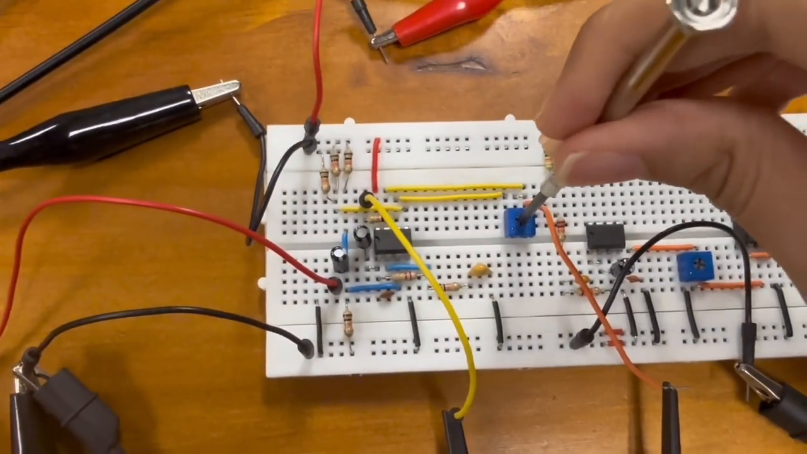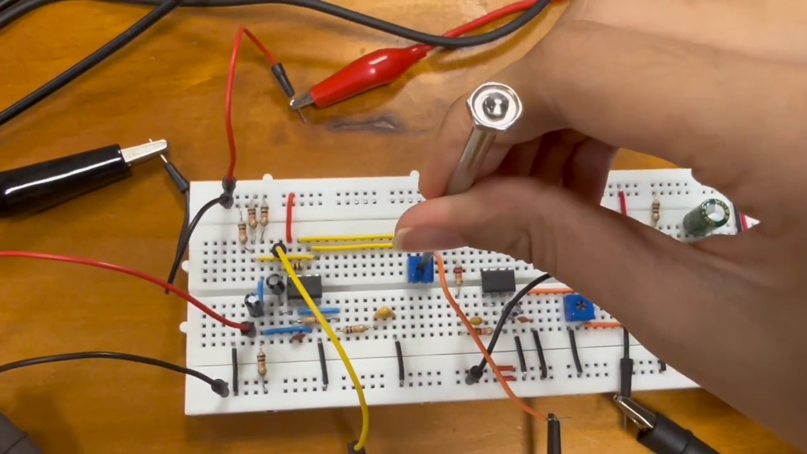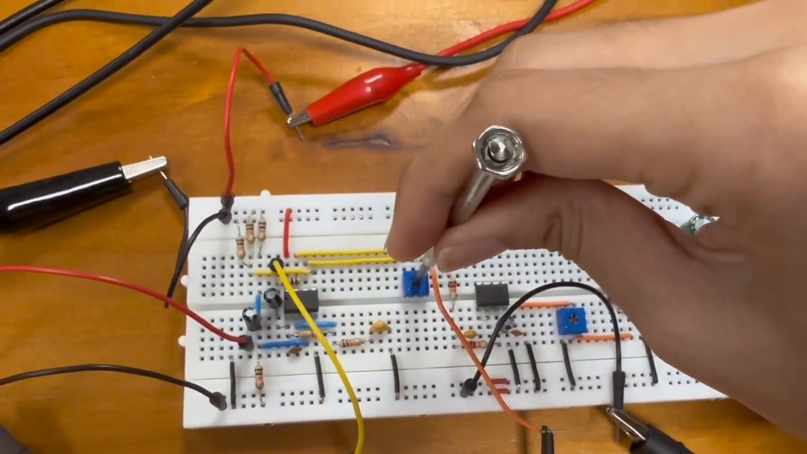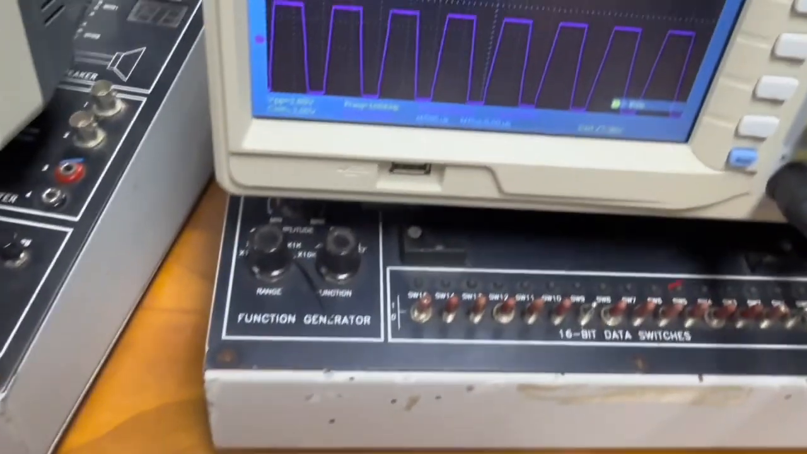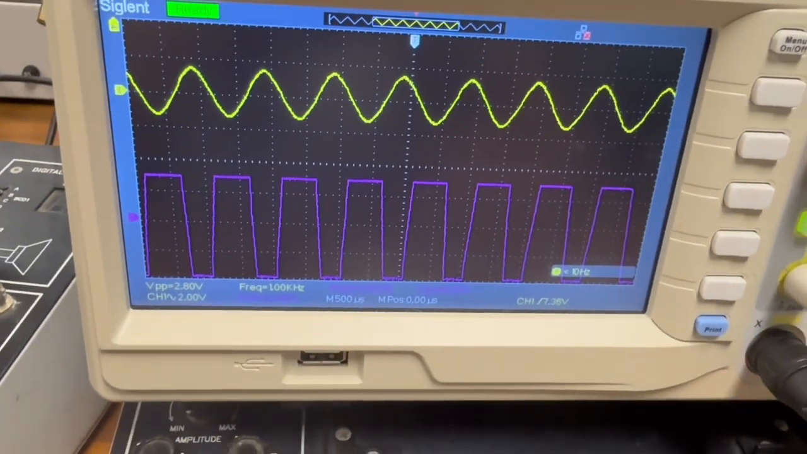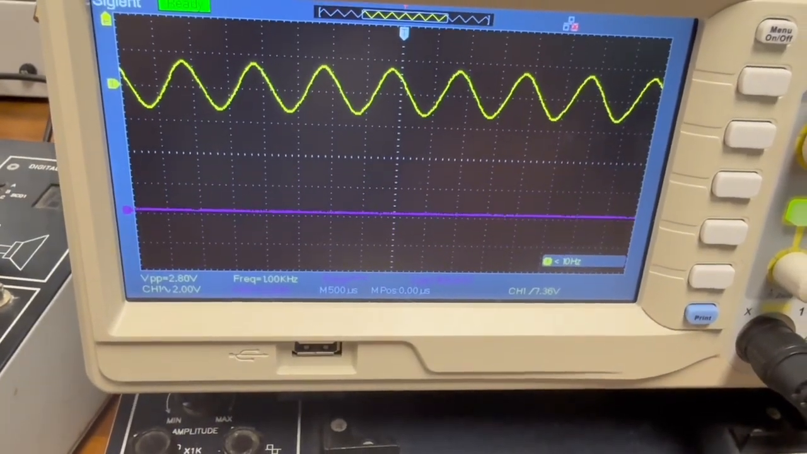By turning the trimmer, we can see how it affects the output waveform. As I adjust the trimmer, the waveform will be amplified and at some point, it will become saturated and cut off.